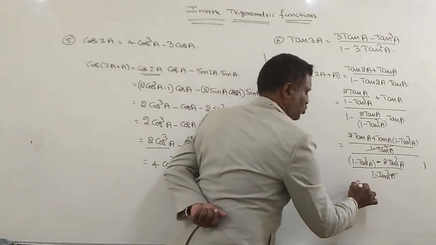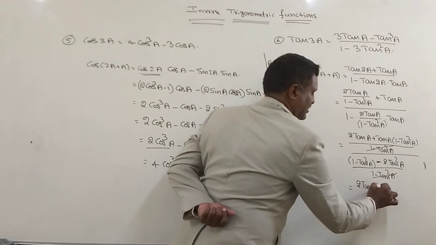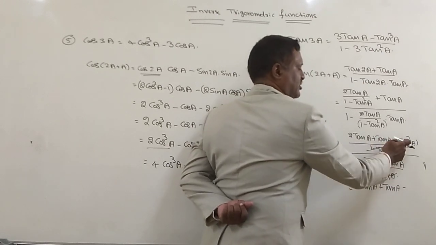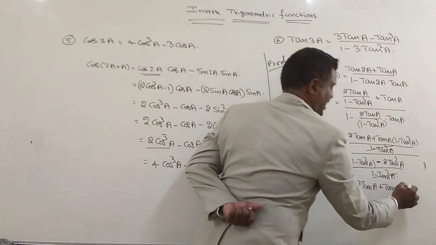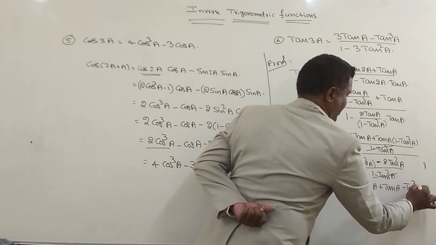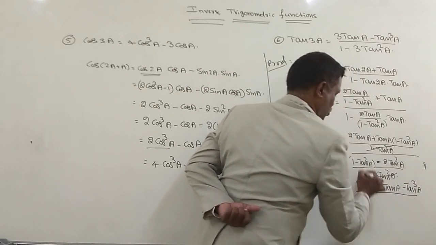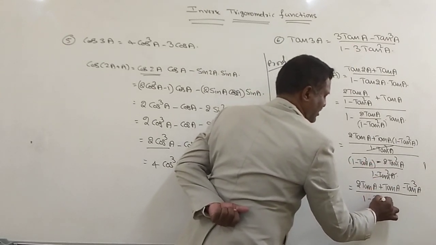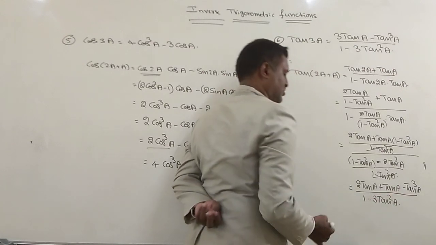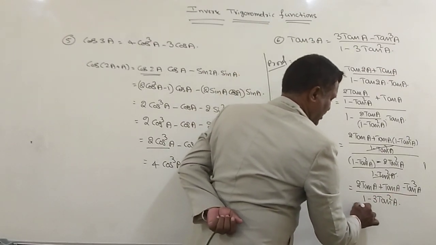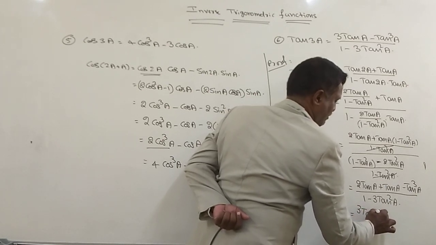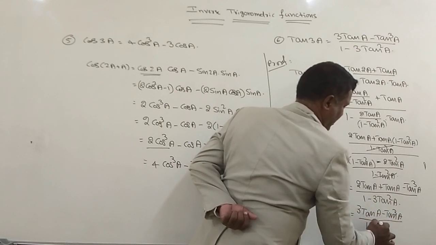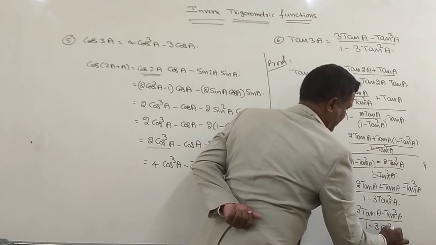So what we can write? 2 tan A plus tan A into 1, tan A, minus, plus into minus, minus, tan A into tan square A, tan cube A. Whole thing divided by 1 minus tan square A minus 2 tan square A, minus 3 tan square A we can write. So this is equal to 3 tan A minus tan cube A divided by 1 minus 3 tan square A. We can write like this.